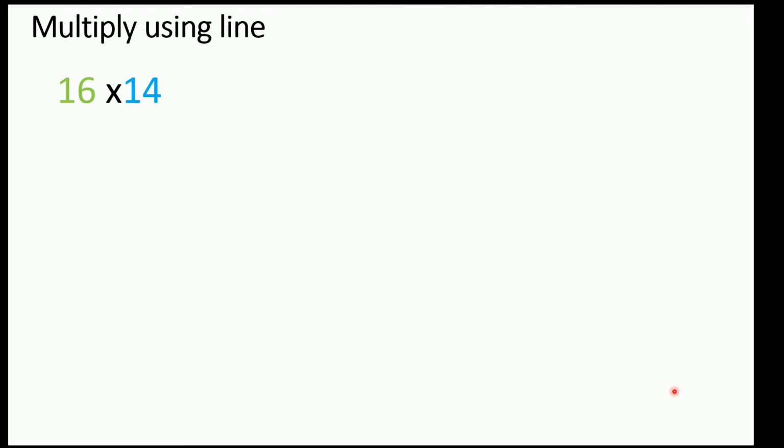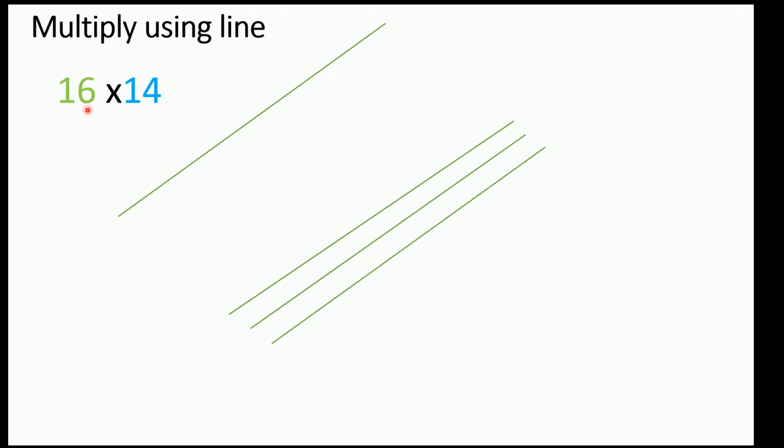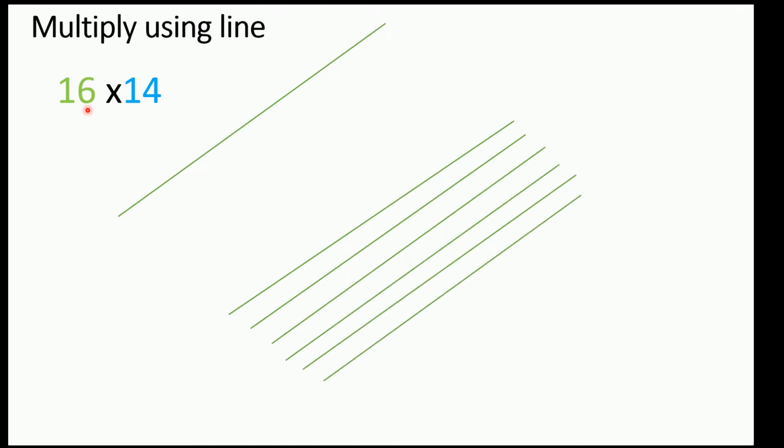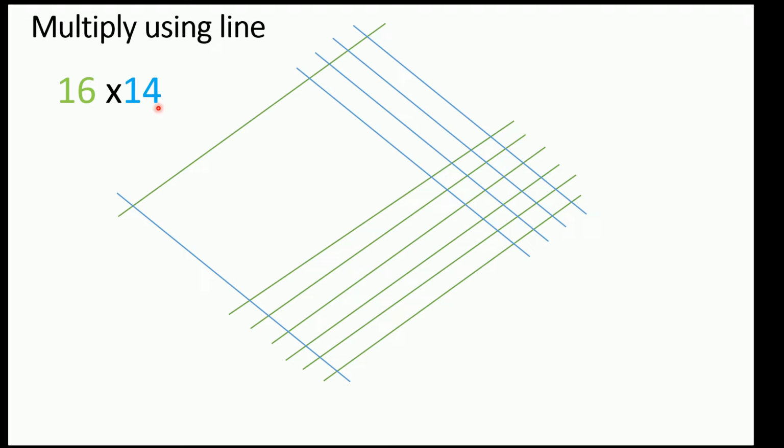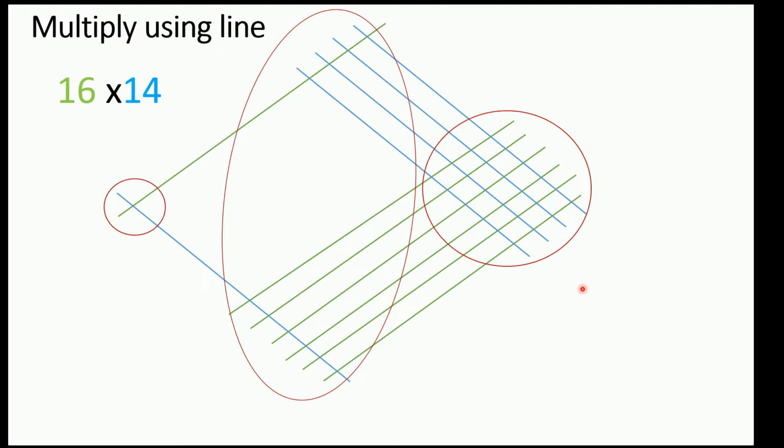Now take another example, that is 16 multiplied by 14. In this also, here 1, so we have to draw 1 line, and here 6, so leave a little bit of place and draw 6 lines. And multiplied by 14. So for the other number, now draw lines in the other direction. Here 1, so 1, and here 4, so 4 lines. Now make the groups. First group, second group and third group.